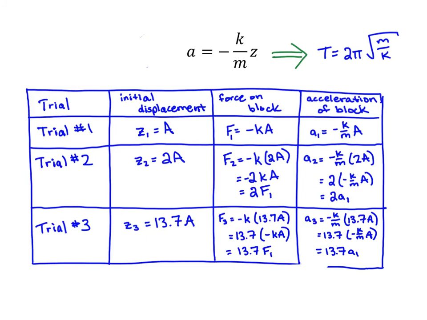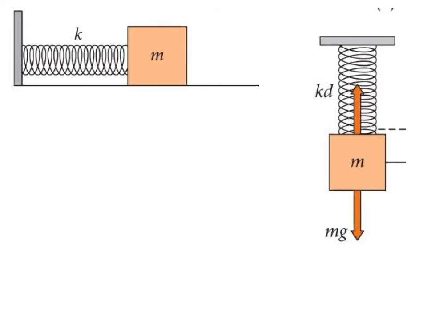So the end result is that the period of oscillation does not depend on the amplitude. Let's return to our two examples of a mass and spring system, the horizontal mass and spring system and the vertical mass on spring system. What are some of the assumptions that we made for these systems?